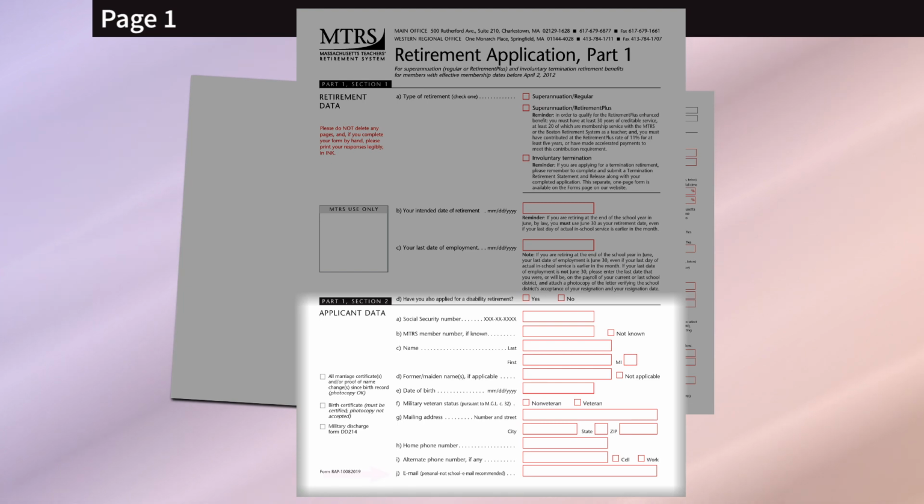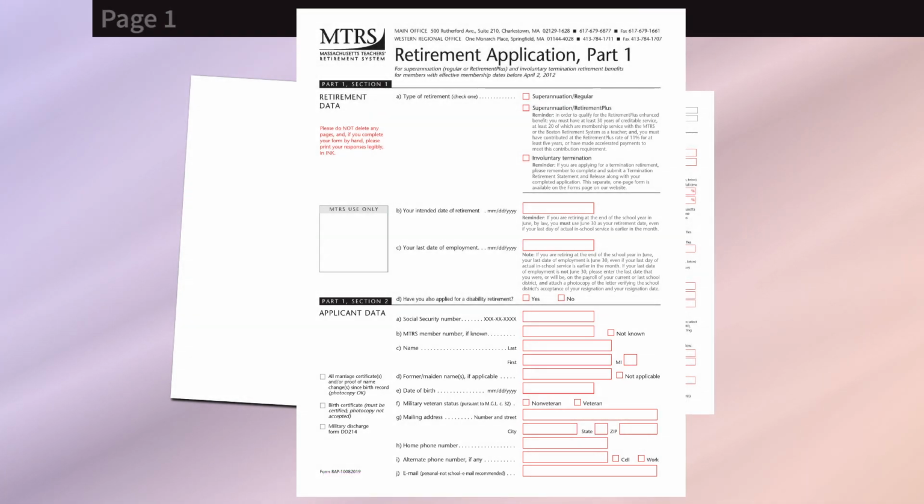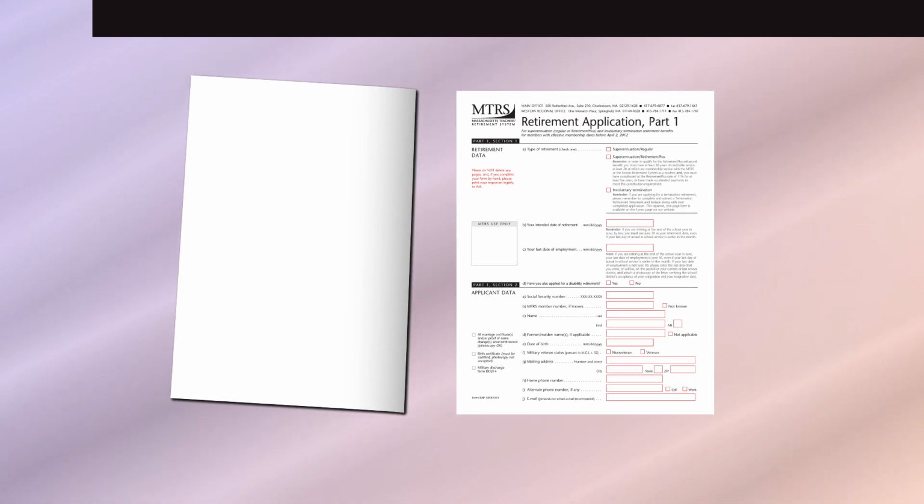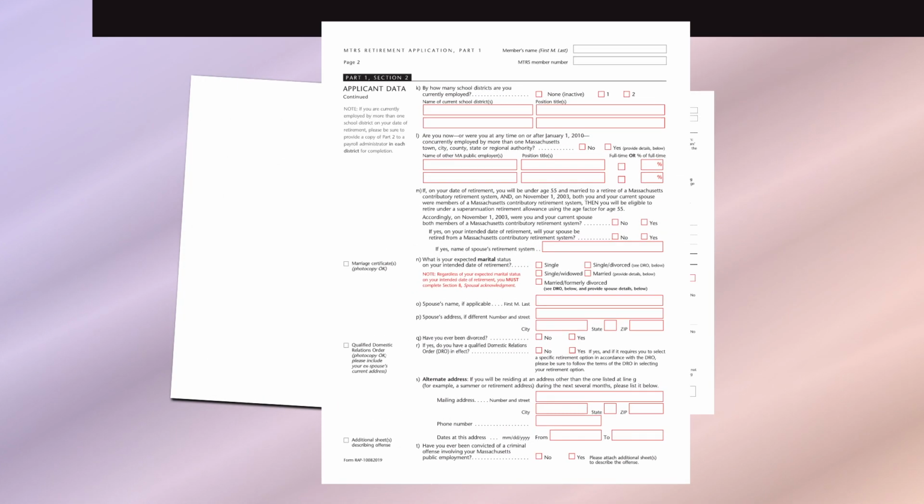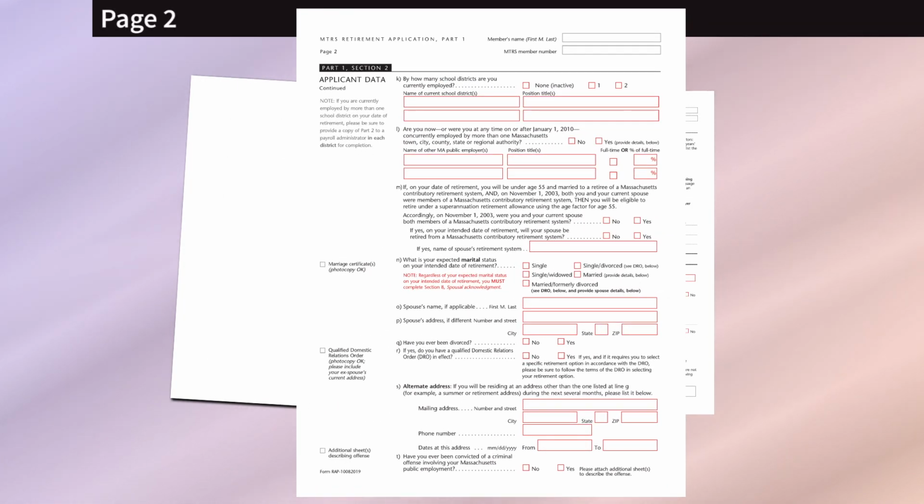In line J, be sure to provide a personal email address, as you will not have access to your work email address once your employment ceases. Continue on to page 2 to complete Section 2.